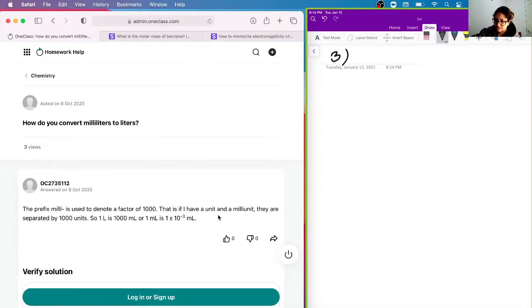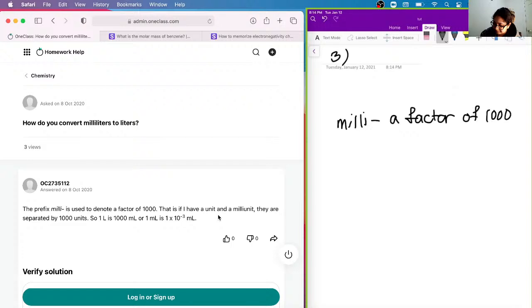Okay, so our next question says, how do you convert millimeters to liters? The prefix milli is used to denote a factor of 1,000. So you can write that milli means a factor of 1,000. If I have a unit and a milliunit, they are separated by a factor of 1,000. And so basically 1 liter is 1,000 milliliters.